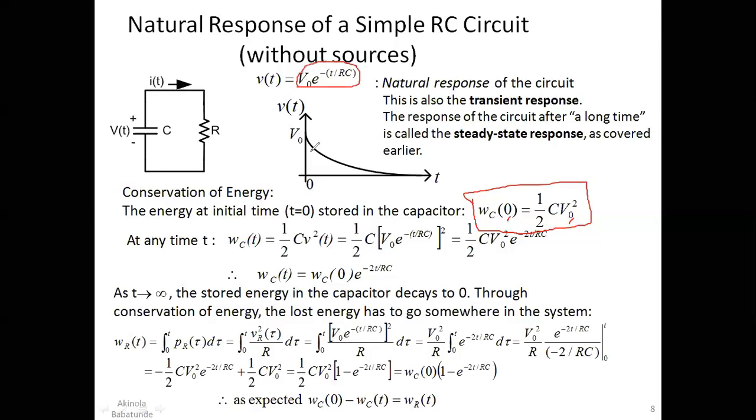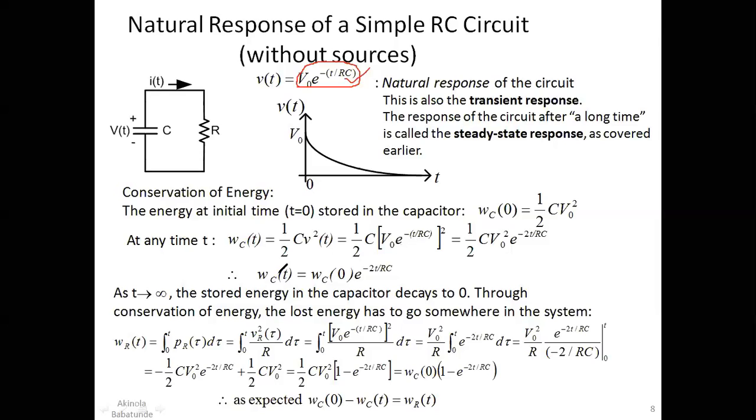So instead of writing V naught here, for when t is equal to 0, instead of writing just V of t, you will put V of t, V naught exponential minus t over RC, squared here, because V of t is equal to V naught, as we have discussed right up here. So if you expand that, we have half C V naught squared exponential minus 2t over RC.